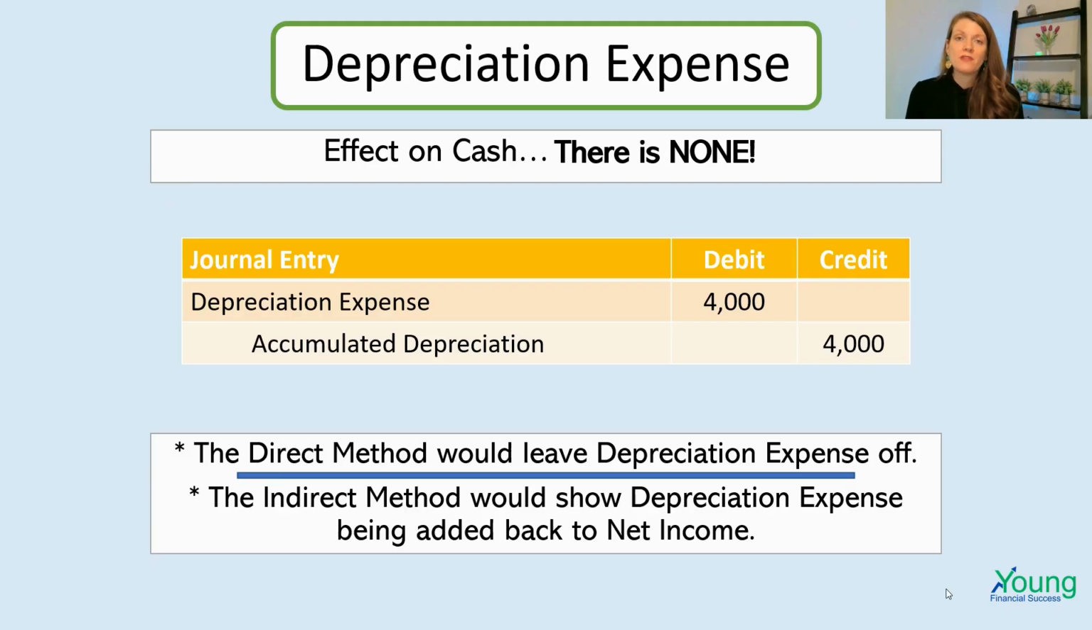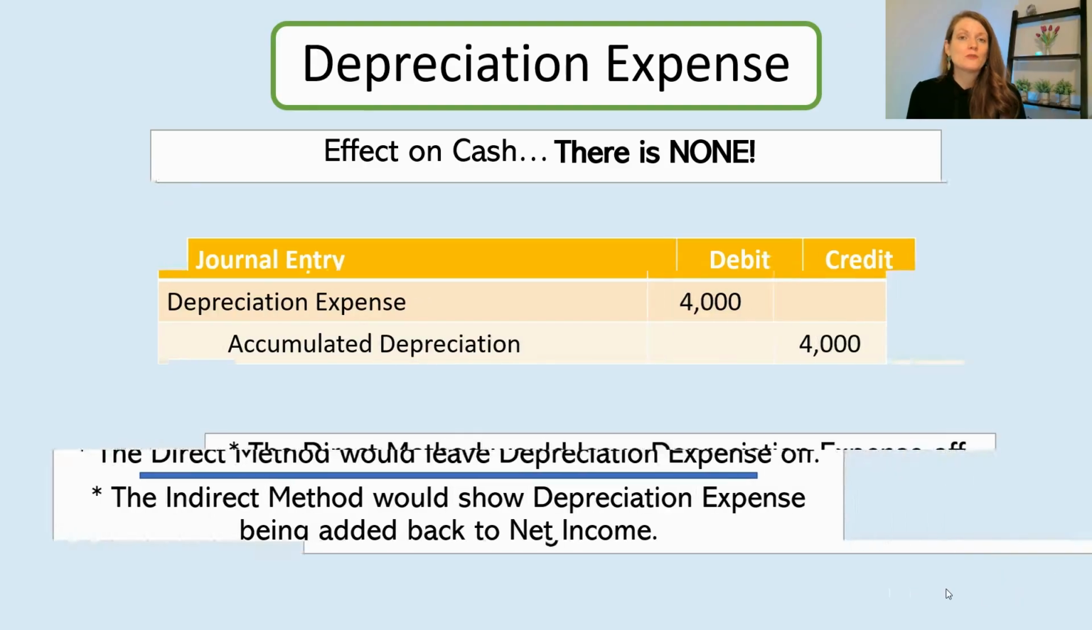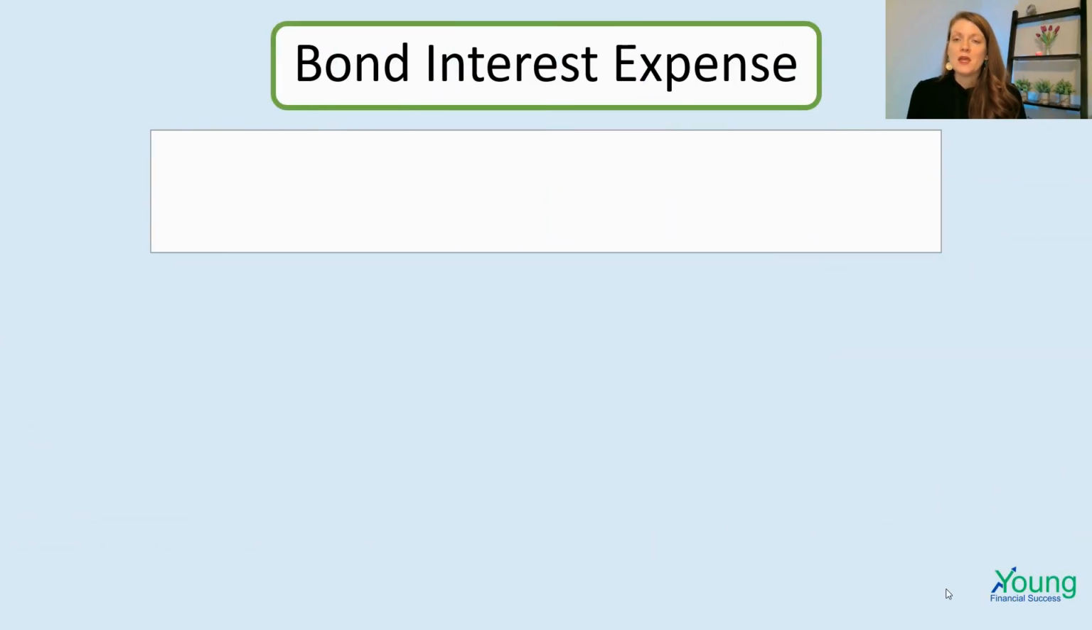So with the indirect method, we would show depreciation expense being added back to net income because there was no actual cash leaving. So that one's always an easy one that you can jump to in the indirect method to say, ooh, I know that one can be added back because there was no cash that was leaving our hands, no outflow.